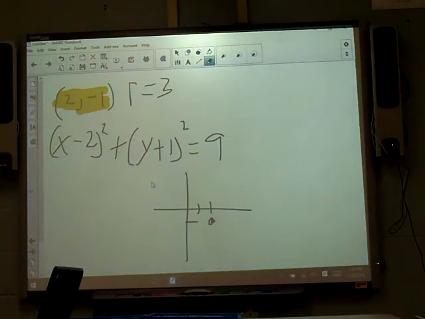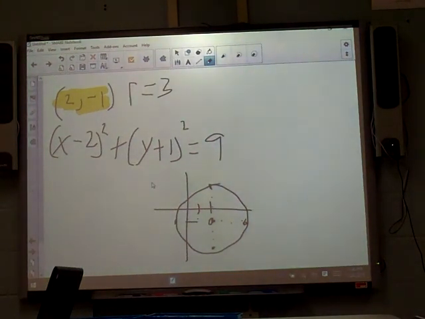Okay, so there's your center. Now I just got to count 3 from that in every direction. 1, 2, 3. 1, 2, 3. 1, 2, 3. 1, 2, 3. And you get your beautiful circle. Alright. Did you do alright?